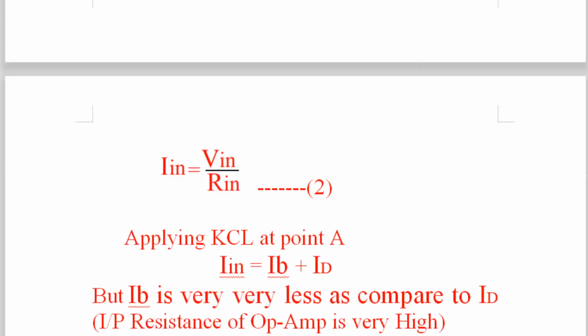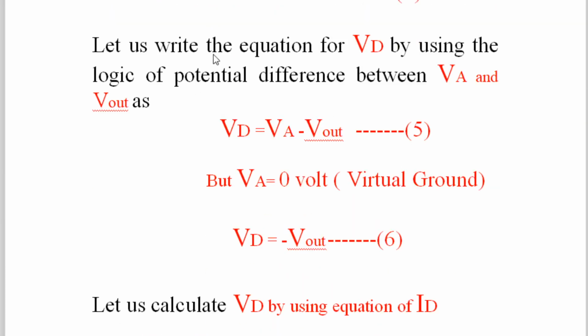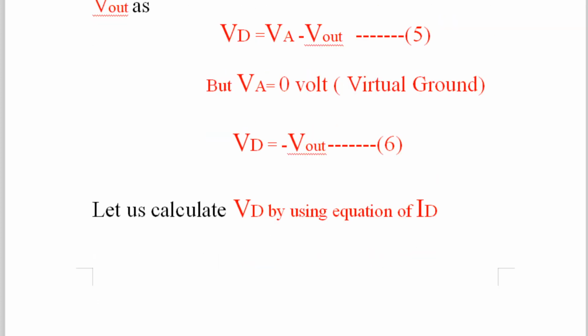So here, let us write the equation for VD by using the logic of potential difference between VA and V out. So VD is equal to VA minus V out, equation number 5. But VA is a virtual ground, it is 0 volt. Therefore, VD is equal to minus V out. So equation number 6. In this way, you have to simply go on deriving it.